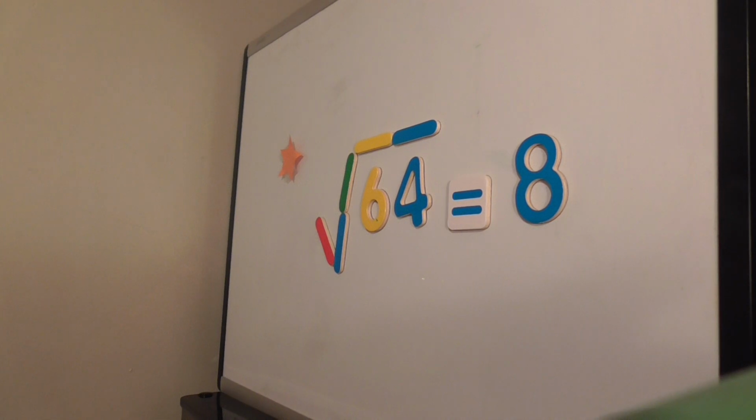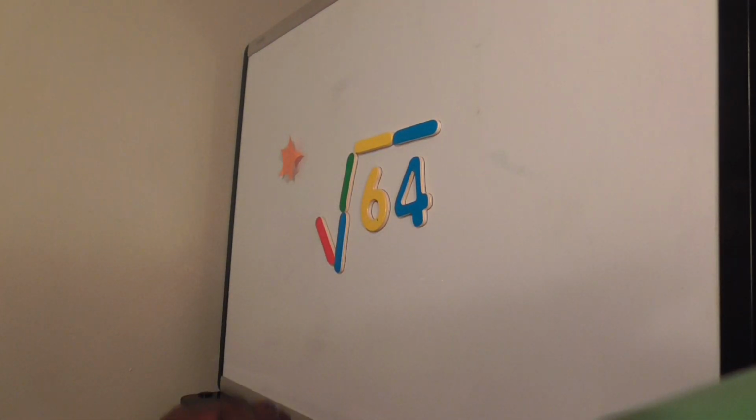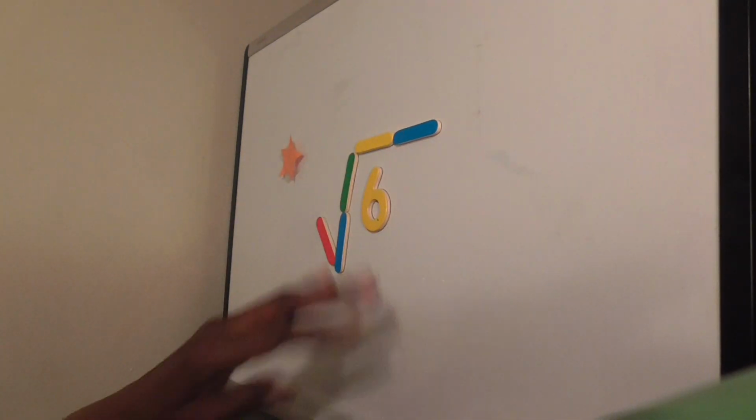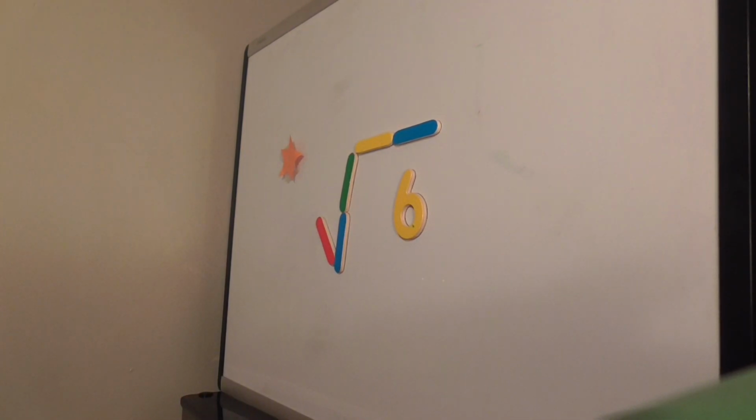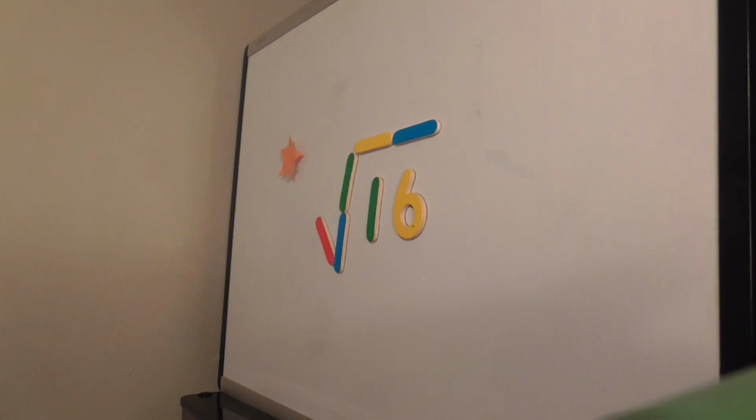Not bad. Alright, how do we come to this conclusion? How does math explain this? Let's look at the square root of 16, which we say is 4. And it's true, because 4 times 4 equals 16.